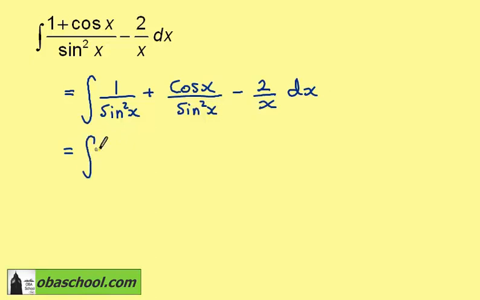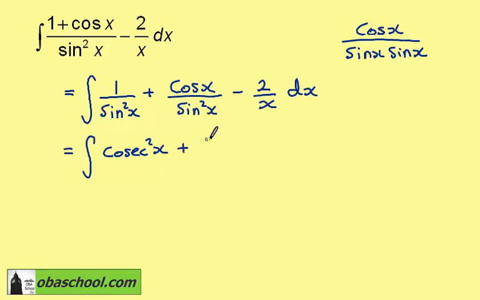The 1 over sine squared x is cosec squared x. Cos x over sine squared x can be written as cos x over sine x times sine x. The cos over the sine gives us cot, and we're left with a 1 over sine, which is cosec, and we have the minus 2 over x on the end.